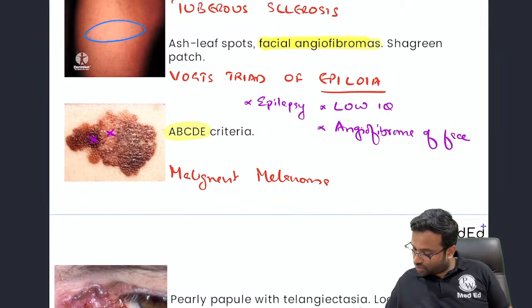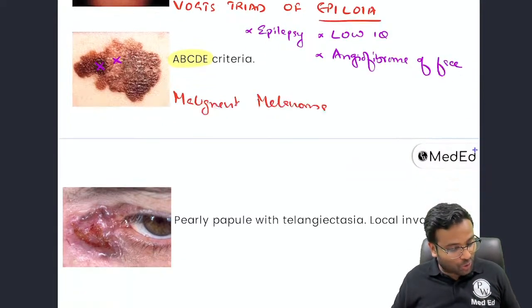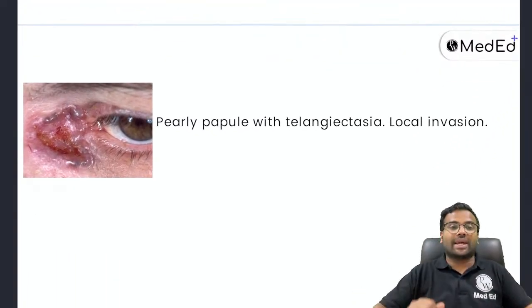Abhinandan Kishore Kumar is done. So now let's see the next one.